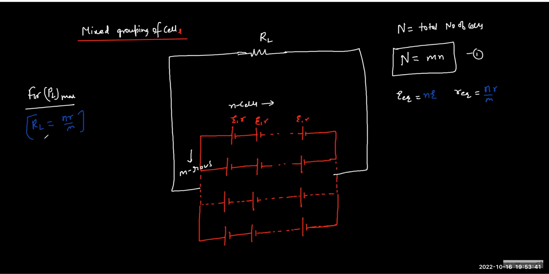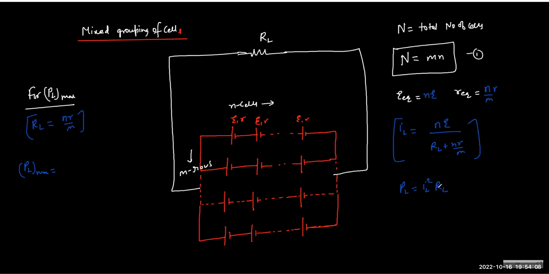So for maximum power, RL must equal nr by m. And again, what is the PL max value? By the way, what is the IL value here? If I want to write IL, what should I write? IL equals E equivalent upon net resistance, which is RL plus nr by m. Very good. And then you can write PL equals I squared RL.